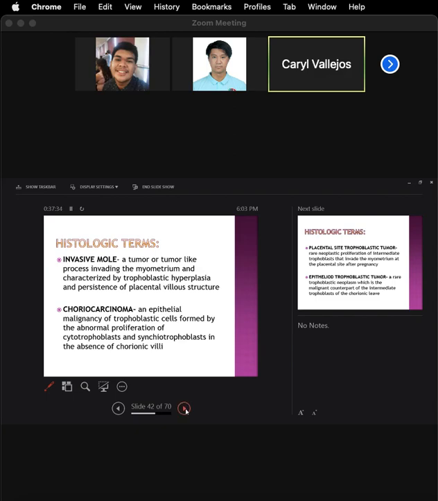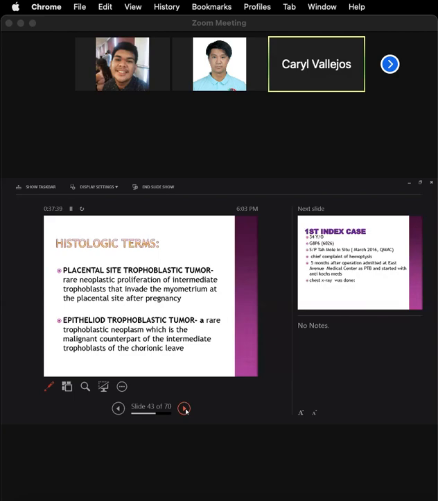The next two are very, very rare kinds of GTN. The placental site trophoblastic tumor is a rare neoplastic proliferation of intermediate trophoblast that invades the myometrium at the placental site after pregnancy. However, the epithelioid trophoblastic tumor is also rare, which is the malignant counterpart of the intermediate trophoblast of the chorionic leaf.